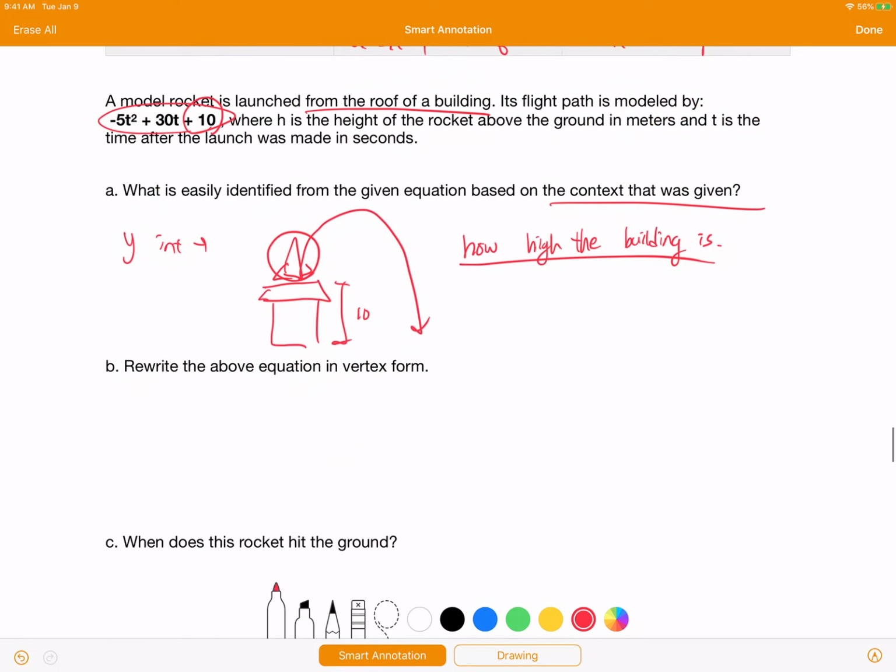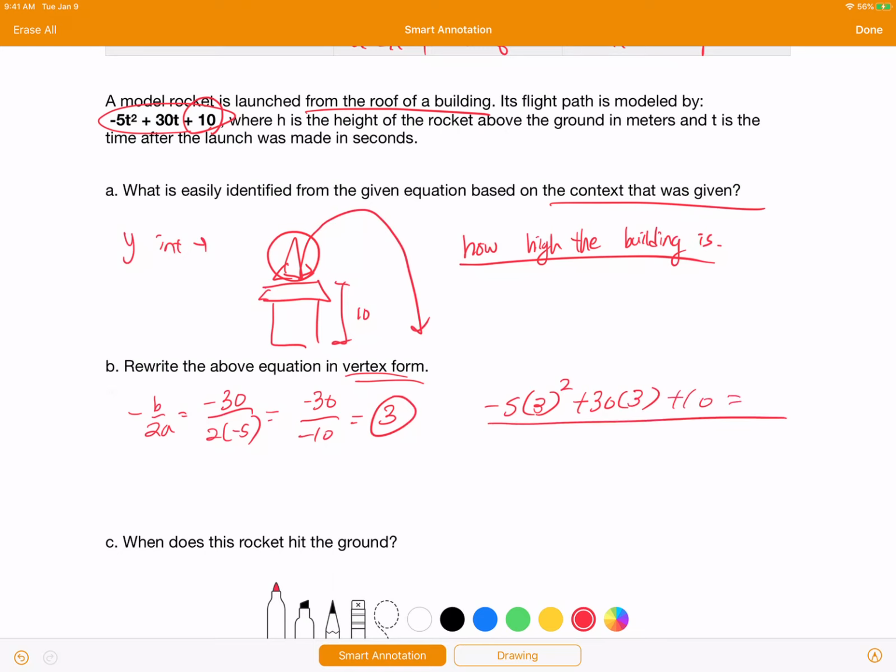And then for part B, it says rewrite the above equation in vertex form. So if I wanted to write in vertex form, I could use negative b over 2a to find my h value, which is negative 30 over 2 times negative 5, which is negative 30 over negative 10, which is positive 3. Now plug that back in here, negative 5 times 3 squared plus 30 times 3 plus 10. Why do we want to plug it back into the original equation? To find the y-coordinate, of course. So negative 45 plus 90 plus 10. That will give me 55 for my y value.